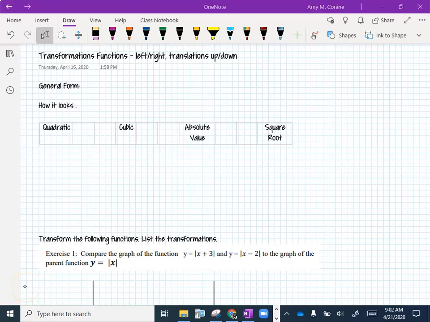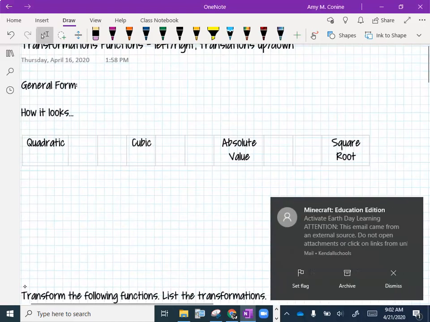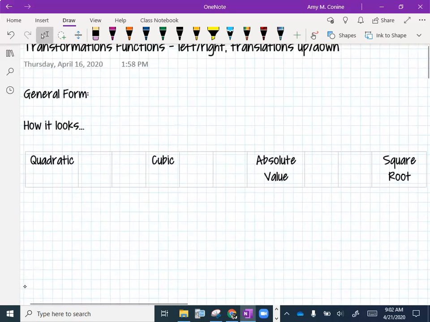Hi everyone. We're going to start talking about transformations. We just talked about absolute value and how to graph that using tables. So I want to start talking about how to do it just from little transformation shortcuts. Your general form for transformations with any function looks like this.